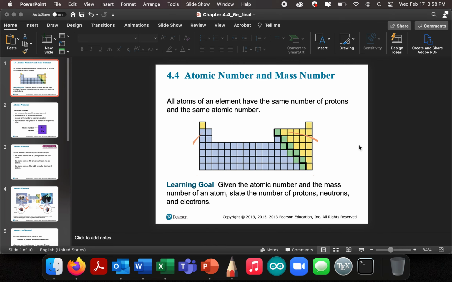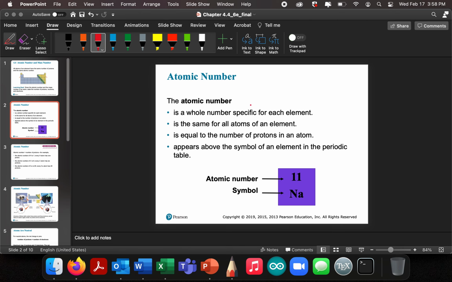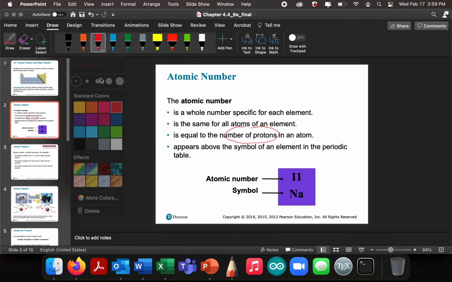All right, so now we're going to talk about some aspects of the periodic table, in particular atomic number and mass number. One of these is going to be really easy, and the other one may be a little more difficult. First of all, atomic number is the easy one. Atomic number is simply the number of protons in the atom.